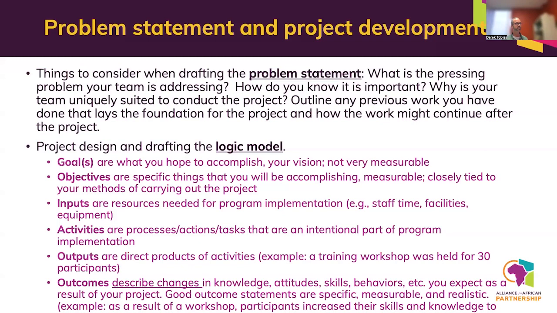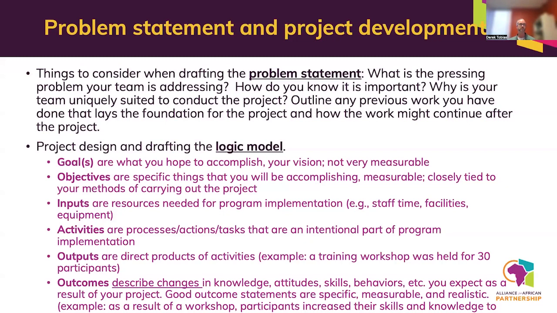So we've used these terms, now we can define them. The goal, what we mean by that is goals are what you hope to accomplish, your vision, and these are not very measurable, which makes them different from the objectives. The goals are more of the hierarchy, things that you hope to accomplish. Objectives are more specific. These are things that you will be accomplishing.